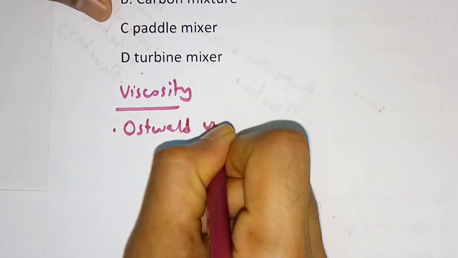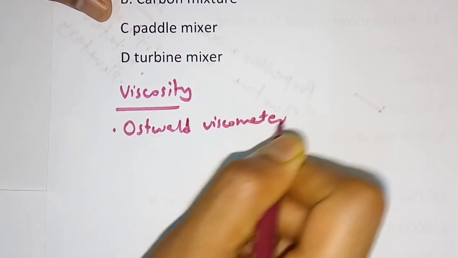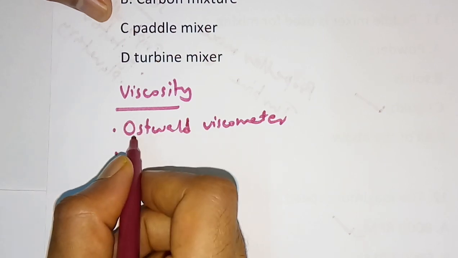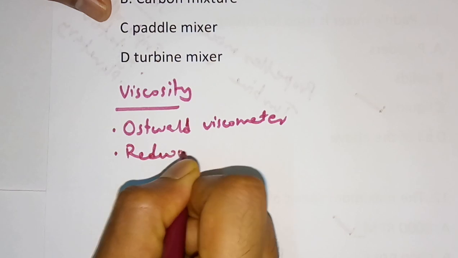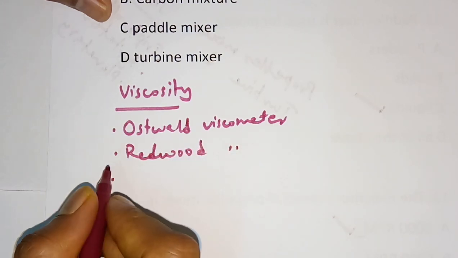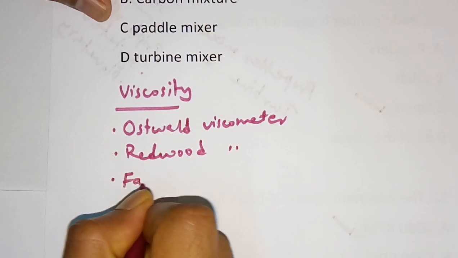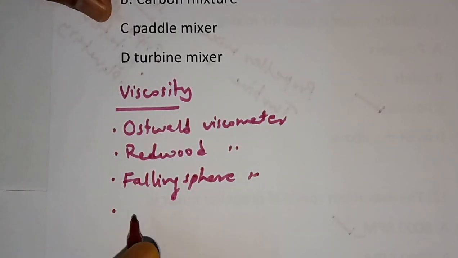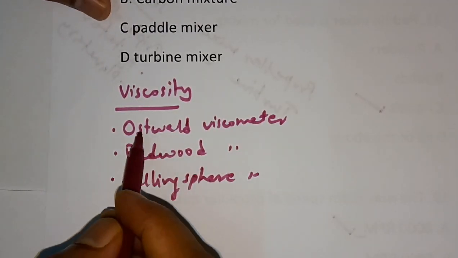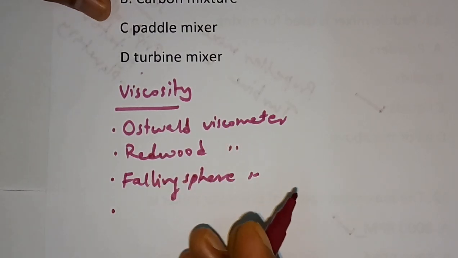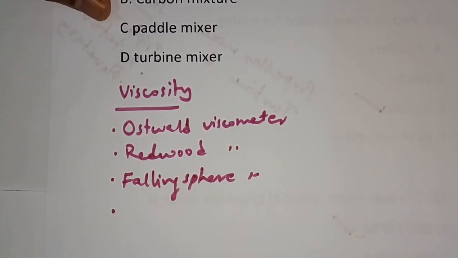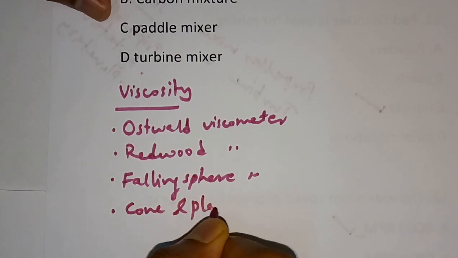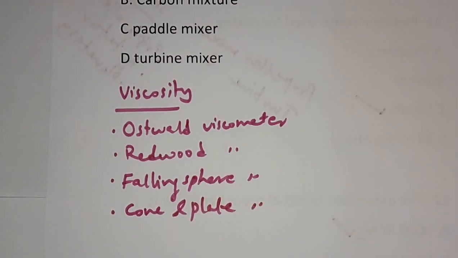Okay, so for finding out the viscosity, one is the Ostwald viscometer. The next one is the Rudwood viscometer, and the third one is the falling sphere viscometer. These names came from the scientist as well as the method: Ostwald, Rudwood, falling sphere. The last one is the cone and plate viscometer. These are the different types of viscometers used for finding out the viscosity of a fluid.